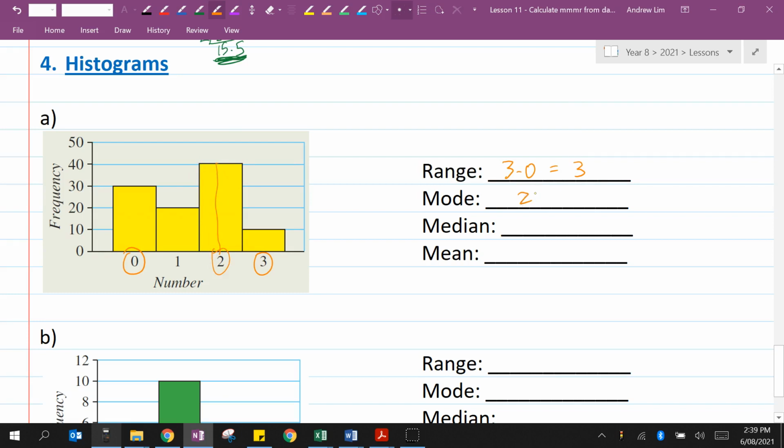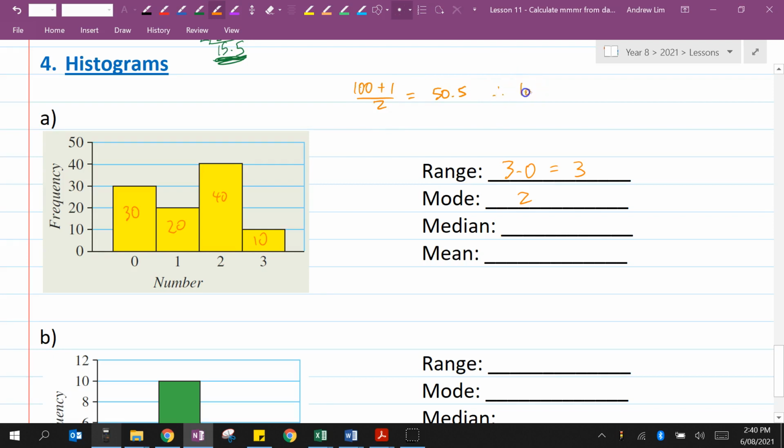Okay, the median. This one's a little bit harder. So we need to work out the total number. According to this, there are 30 zeros, 20 ones, 40 twos, and 10 threes. If we were to add all those numbers together, what do we get? We get 50, 90, 100. So if we have 100 scores, then we add 1 and then divide it by 2, that gives us 50.5. So we are looking for the 50th and the 51st score.